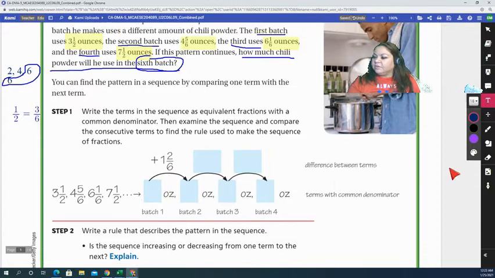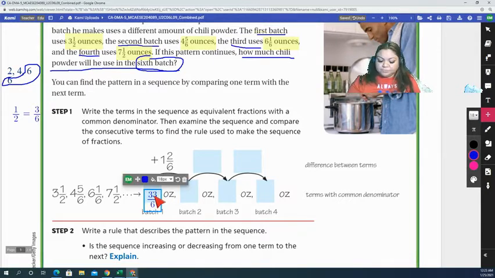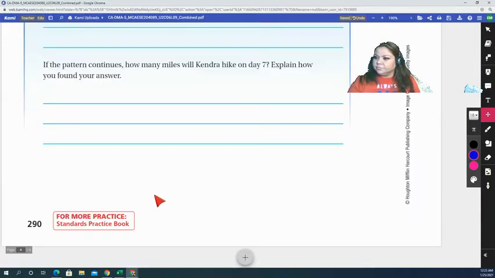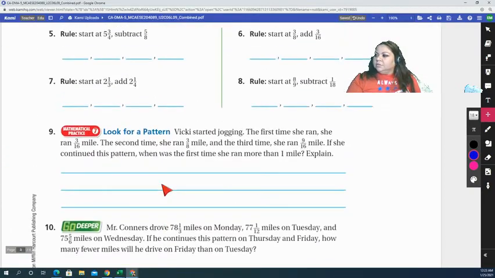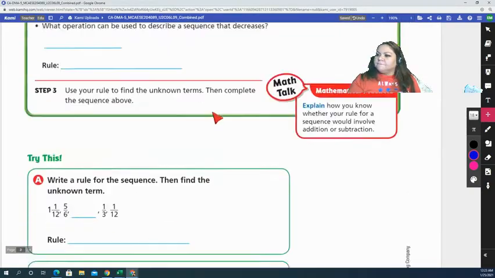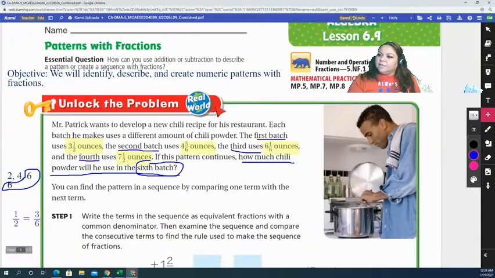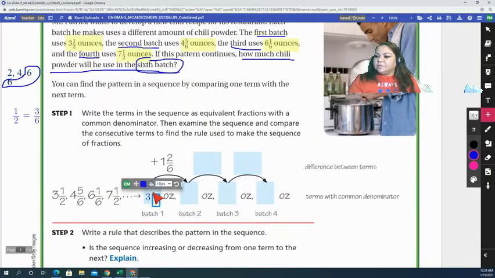Oh, wait, let me write this with the math tool because it doesn't write it. 3 and 3/6. Uh-oh. I put tab and it took me to the end of the document. Okay, 3/6. Let me move this higher. So we have 3 and 3/6.